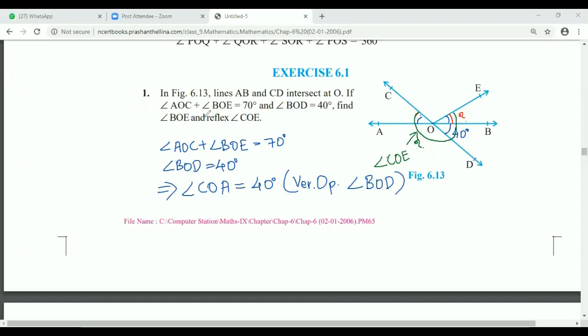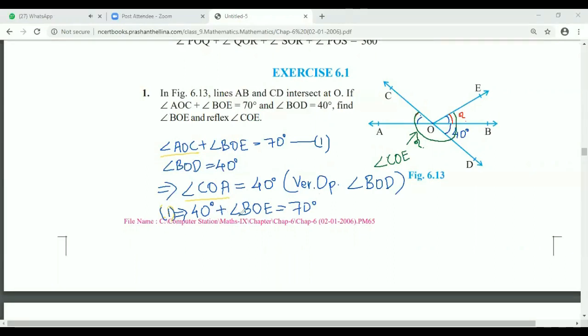Then with regards to angle COA, or AOC, plus angle BOE gives 70 degrees. So we can write from this statement. From the first statement, angle AOC and angle COA are the same. So we can directly rewrite this as 40 degrees plus angle BOE is equal to 70 degrees. This is the implication from the first statement.